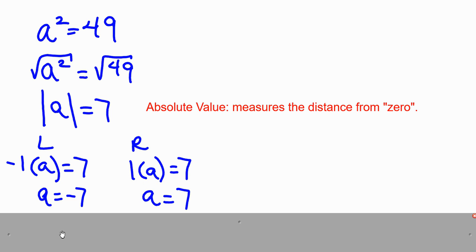So what would we be left with? A can equal -7 or A can equal +7. Both of those are solutions to our quadratic equation. Again, your solutions we talked about were your x-intercepts for your graphs. And so again, we would have one x-intercept at (-7, 0), and one x-intercept at (7, 0).